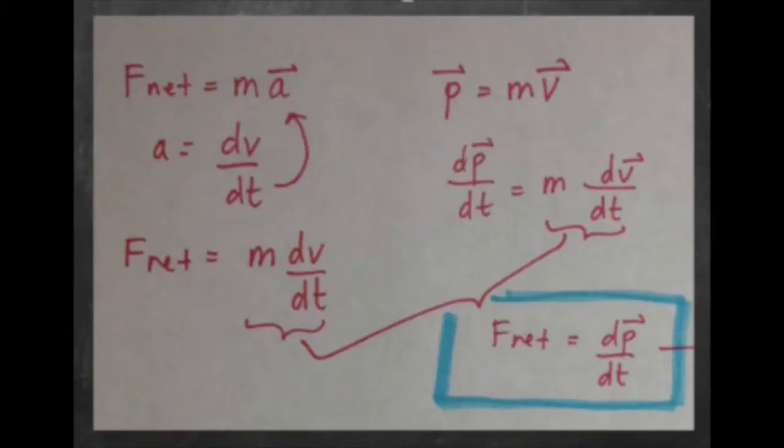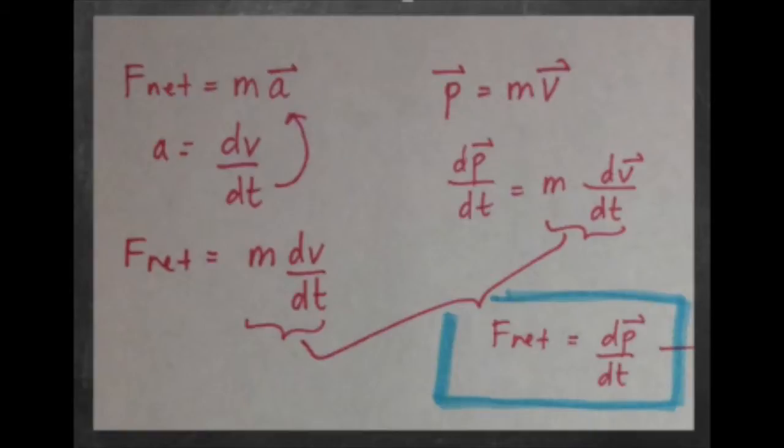So in this image you have two equations. On the left you have the equation for force. F net is equal to mass times acceleration. Well, what do we know about acceleration? It's the instantaneous change in velocity with respect to time. And so you substitute that derivative into a, and then you come to F net is equal to mass times dv/dt.